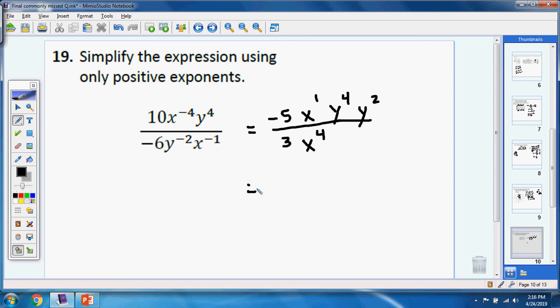So as we clean it up, negative 5 over 3 stays the same. Your y's, you just put them together. 4 plus 2 is a 6. And your x's, you reduce. A 1 subtract 4 is a 3, but that's at the denominator, or really a 4 subtract a 1. And there we go.